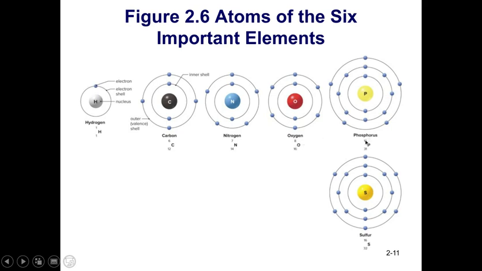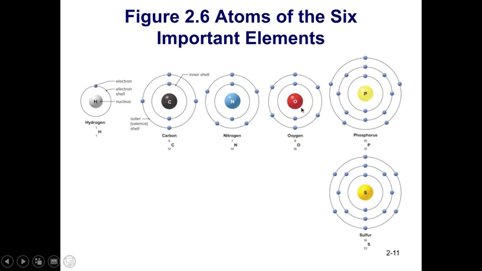Along with phosphorus and sulfur, they have 8, 15, 16. So again, looking at the different electrons, because they don't have all 8 electrons surrounding the ring, they're going to be really reactive with other molecules.